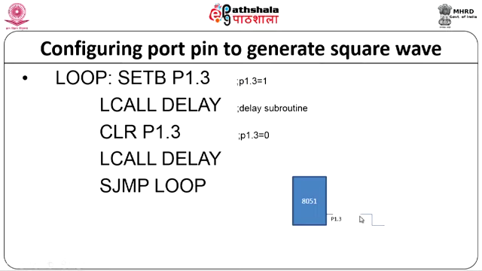Now, after that particular delay, maybe the delay occurred up to this particular time. After that, CLR P1.3. CLR is telling you that P1.3 is set to 0. So this has been put to 0.